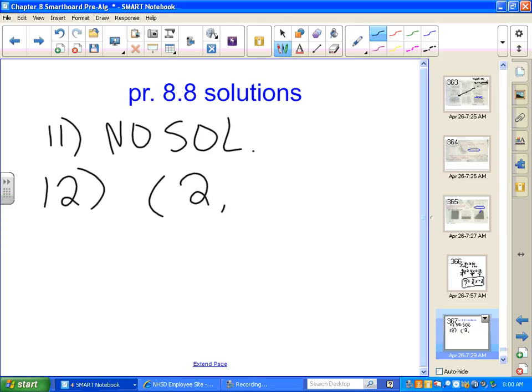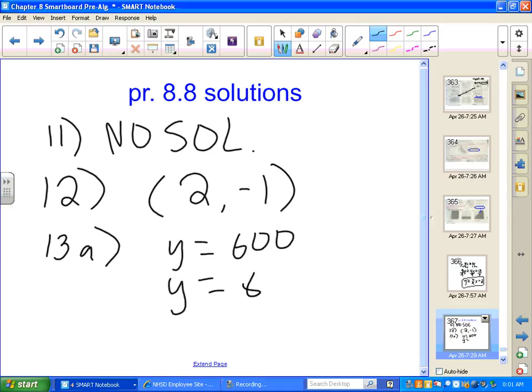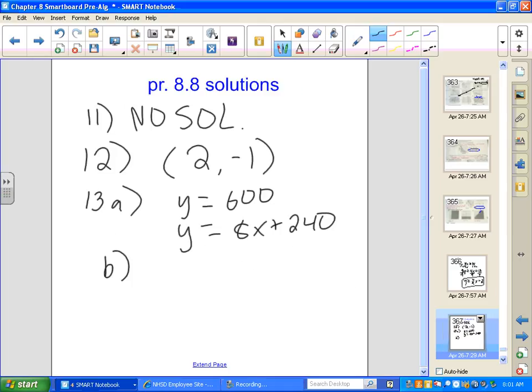Close. Annalise? 2 comma -1. Did you just forget to put the negative, Alyssa? Okay. Over 2 down 1 is where they cross. 13, Adam, what is the equation for 13a? Or equations, I should say. Good. Perfect. Emma H., what did you put for part B? 45 family members? Good.